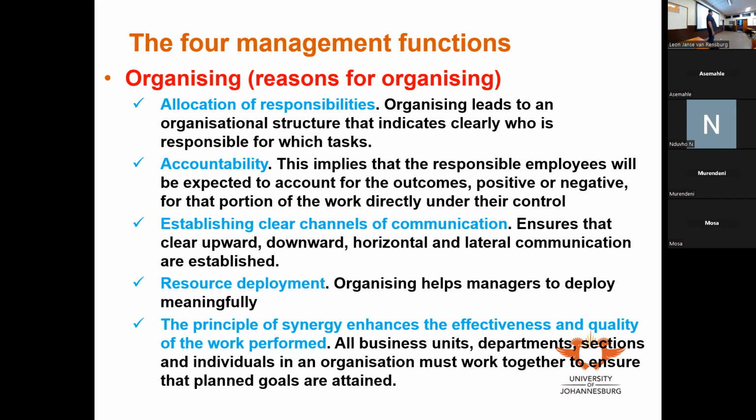The principle of synergy enhances the effectiveness and quality of the work performed. All business units, departments, sections, and individuals in an organization must work together to ensure the planned goals. You can't work together if you don't communicate. You have to create that environment. If you allocate resources like this, these people talk. This is critical. It's also leadership. We spoke about leadership. It's also part of leadership to be able to do this.